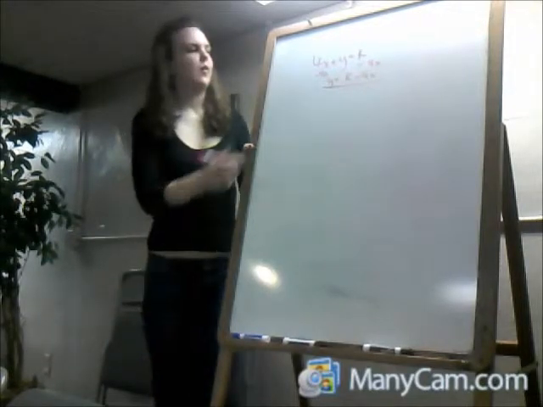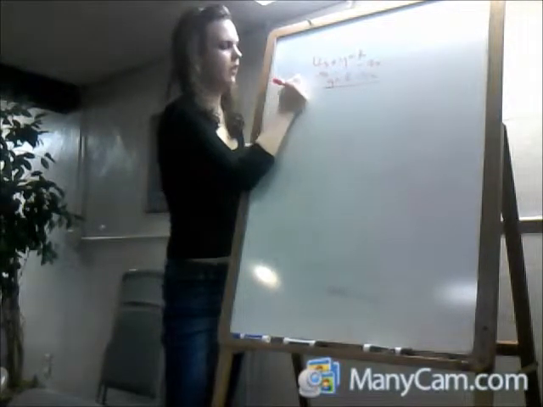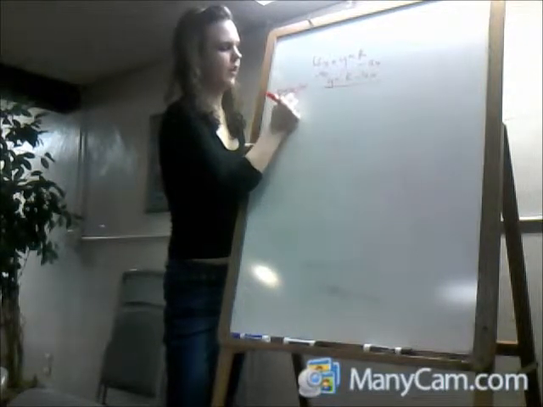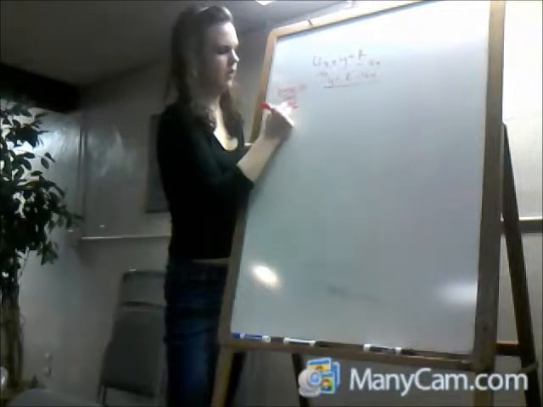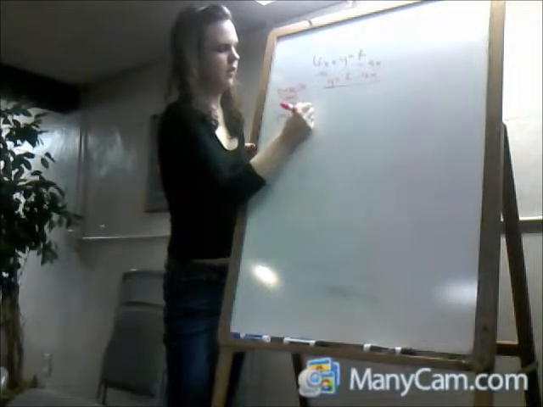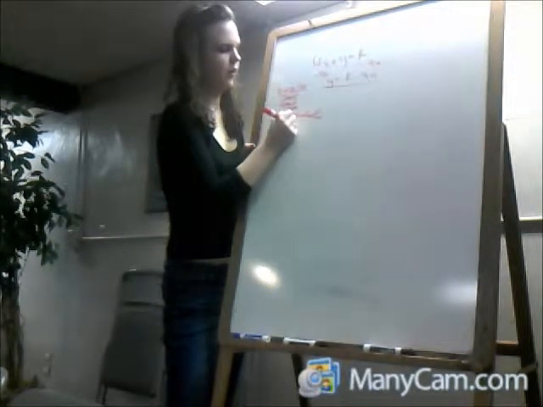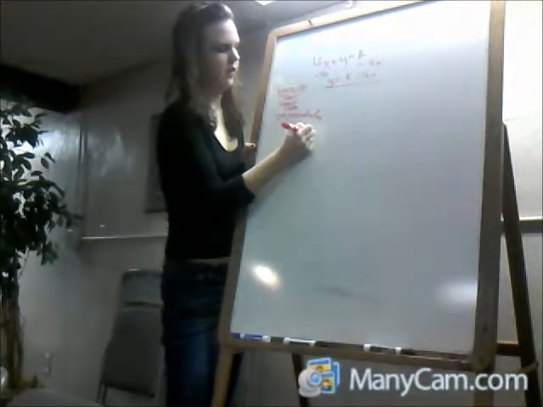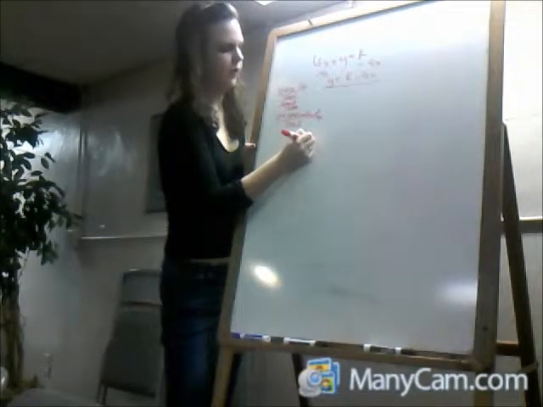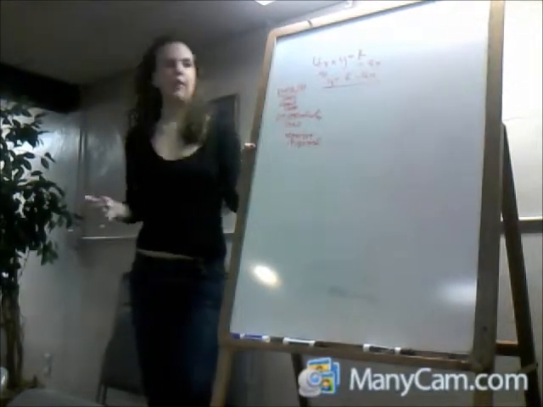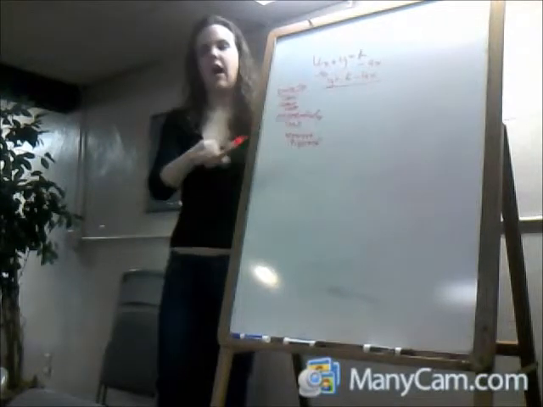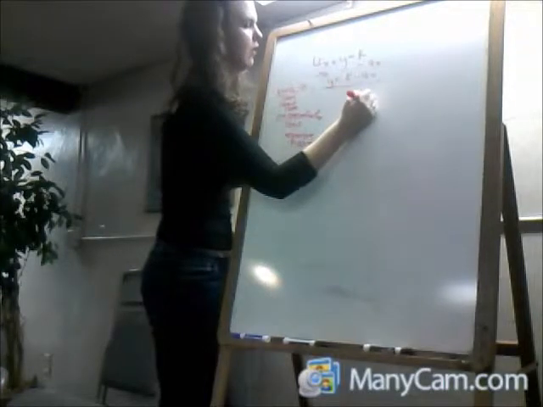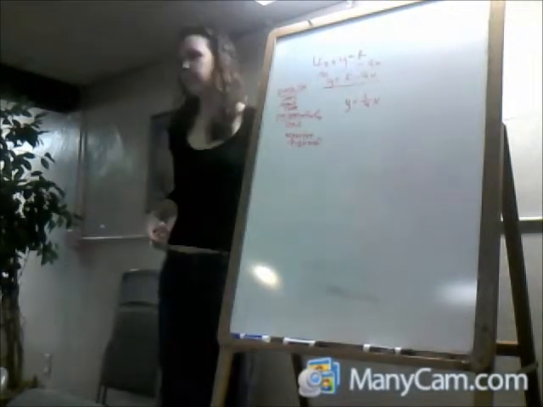Okay, so when we have parallel lines, that means same slope. And when we have perpendicular lines, that's going to be the negative reciprocal. So we're going to basically put a negative in front and we're going to flip it. So this negative 4 is going to turn into positive 1/4. So that means we're going to have y equals 1/4 x, and that's going to be our new line.